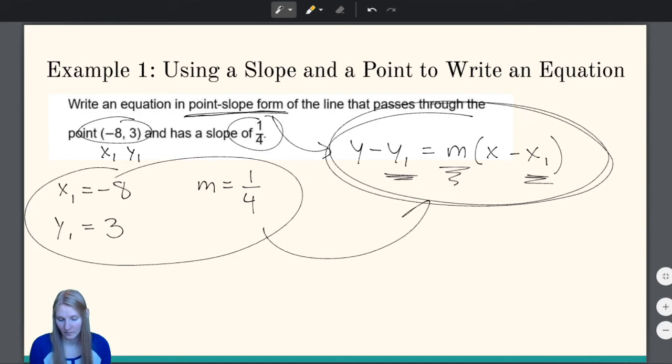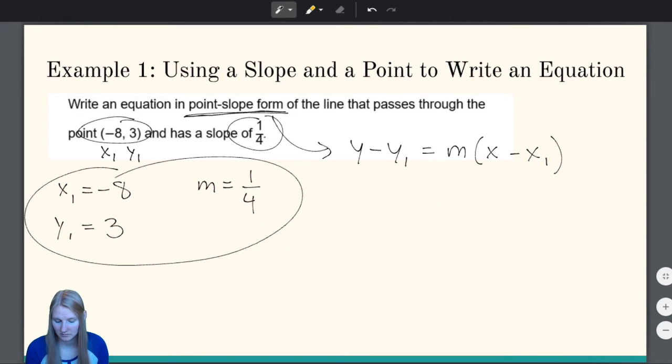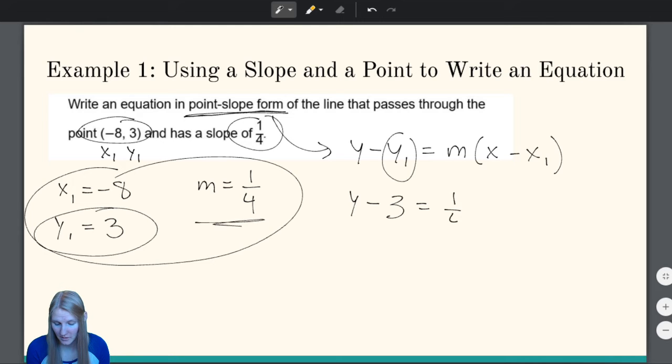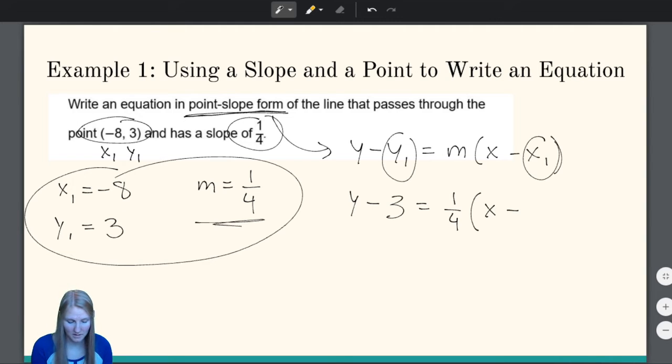Now, plug them in. Shove them into our formula for point-slope form. So we have y minus y1, which is 3, equals m, which is 1/4, times x minus x1, which is -8.